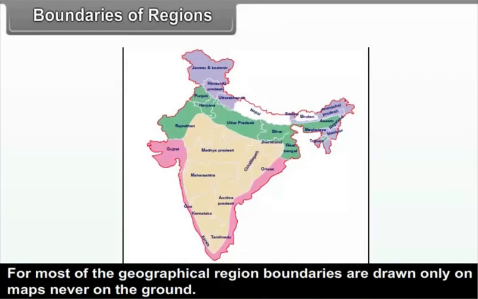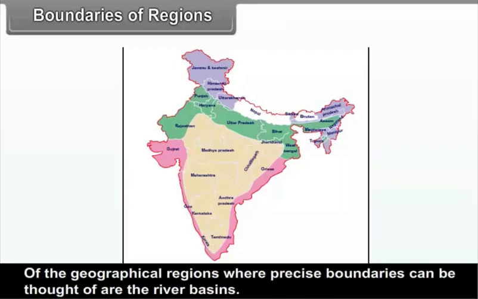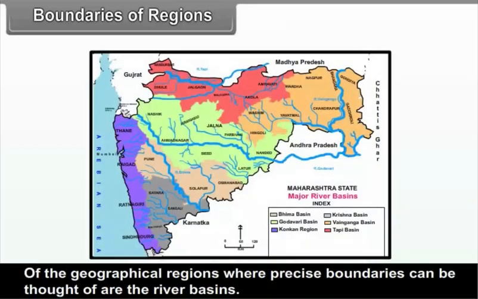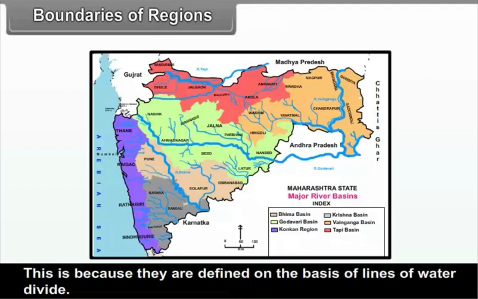For most of the geographical regions, boundaries are drawn only on maps, never on the ground. Among the geographical regions where precise boundaries can be thought of are the river basins. This is because they are defined on the basis of lines of water divide.